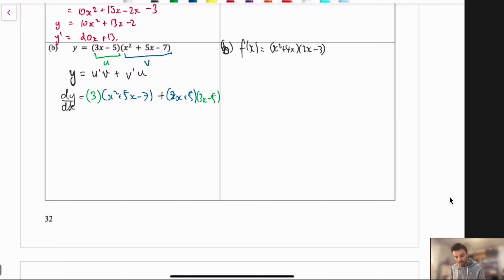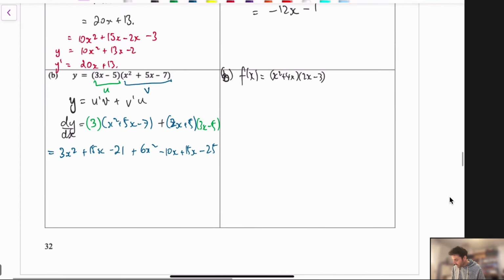Let's expand that and let's see what we get. 3x squared plus 15x take 21 plus 6x squared take 10x, and then we go plus 15x take 25. Let's bring that across like that. Okay, and let's collect all our terms there. So I've got 9x squared, and then I've got 15x take 10x plus 15x, that's going to be plus 20x, and I've got negative 21 take 25, which is going to be take 46.